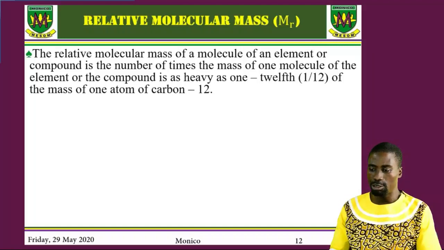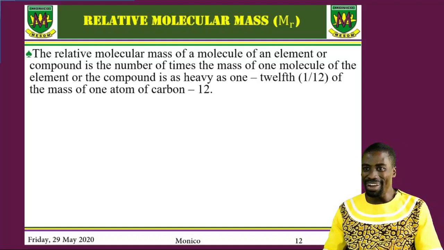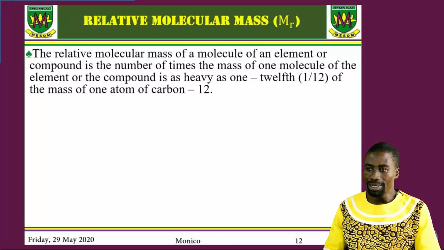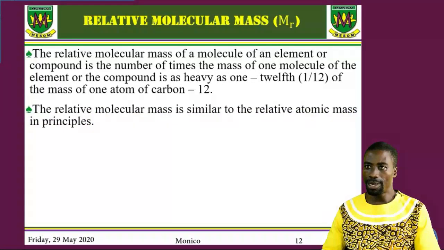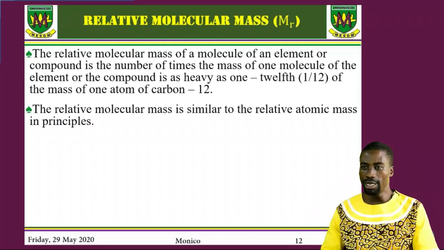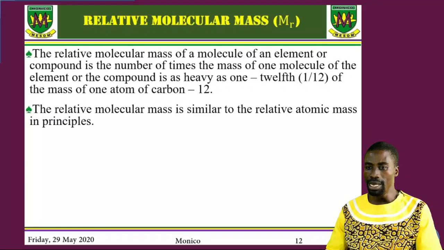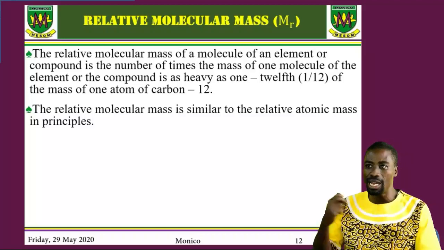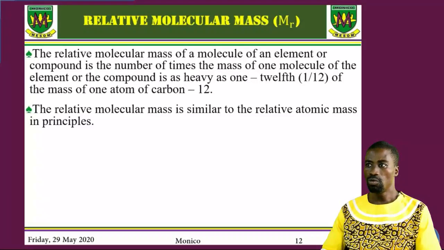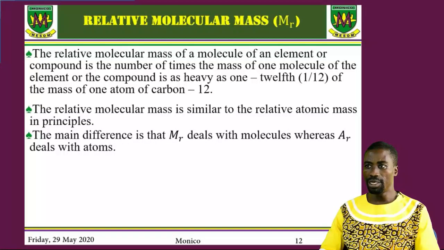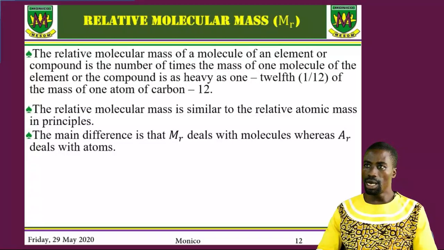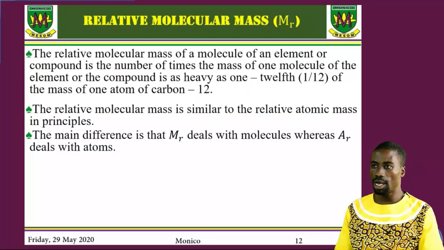So if I take one atom of carbon-12 isotope and divide its mass by 12, that becomes my reference material. I am looking at how heavy a particular compound is in relation to that mass I have taken. So if I have, let's say, a molecular mass of a molecule as 20, then it means that that particular molecule is 20 times heavier than 1/12 the mass of one atom of carbon-12. That is the meaning of this quantity called relative molecular mass.